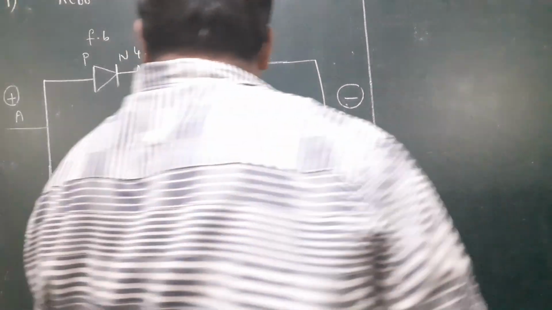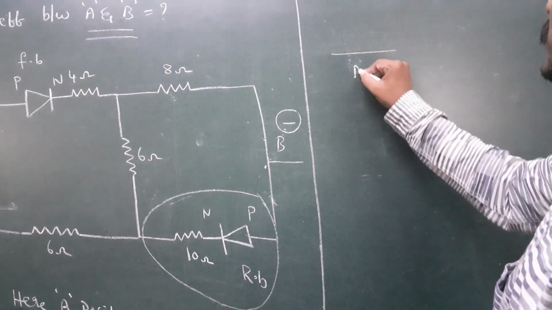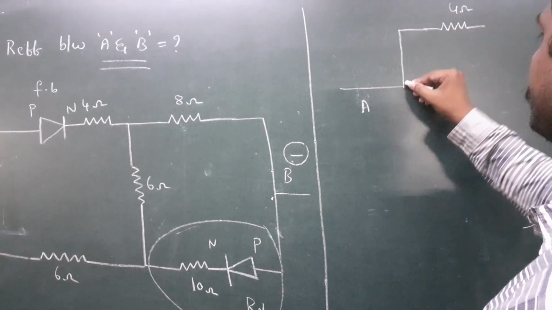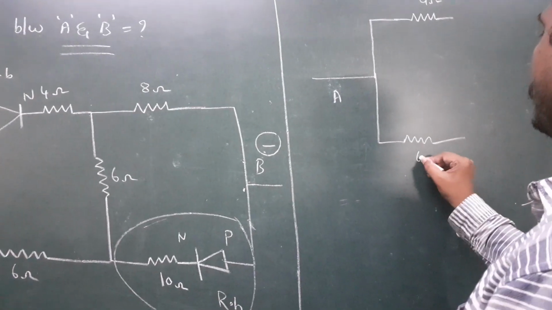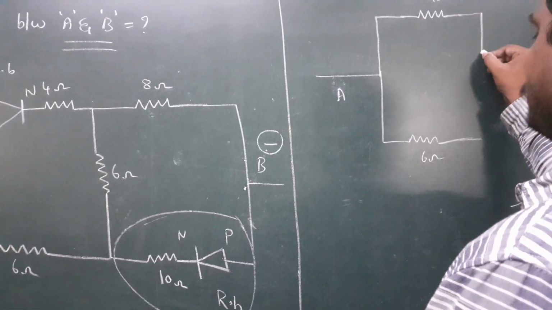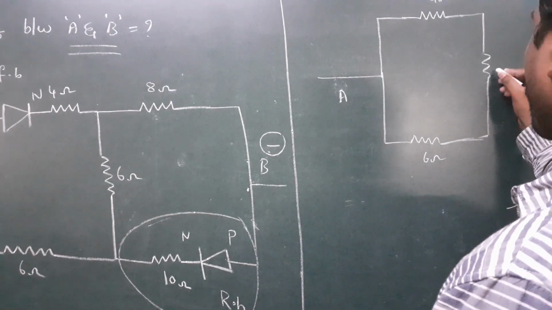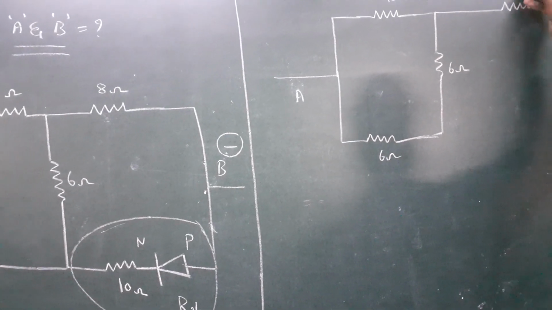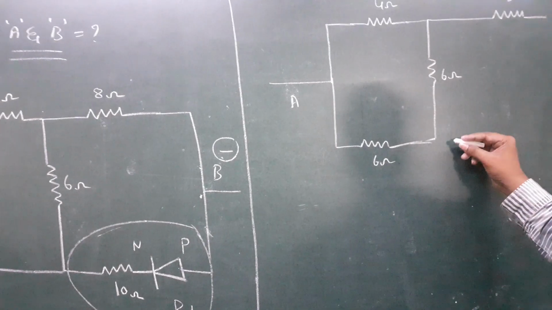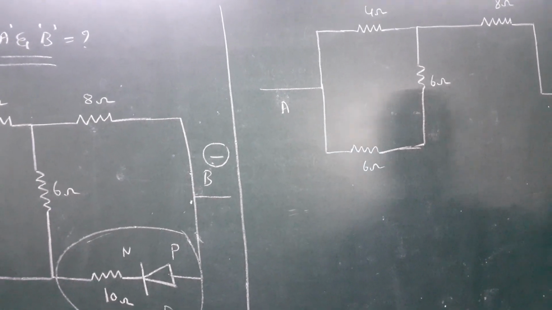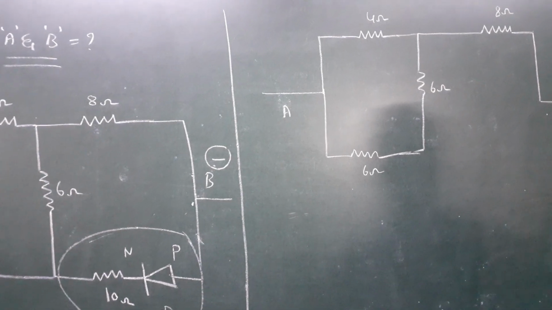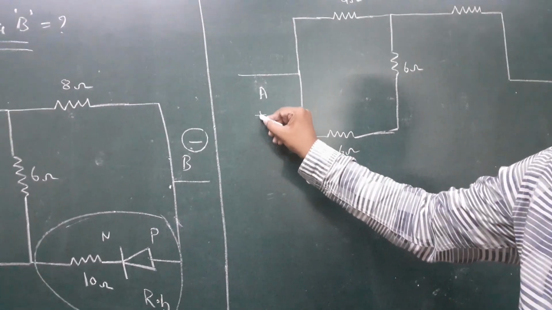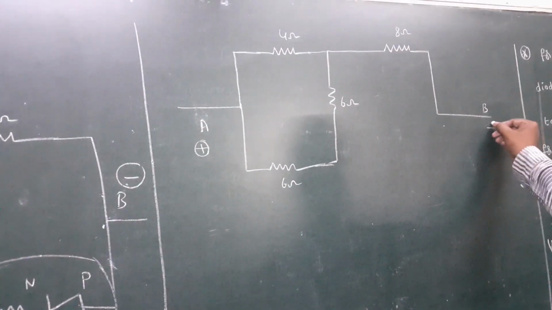This diagram, simply, look here. This is the A, 4 ohms, 6 ohms, 6 ohms, 8 ohms. Okay, this is the B. This is the diagram. Look here. According to the question, A is the positive terminal, B is called the negative terminal.